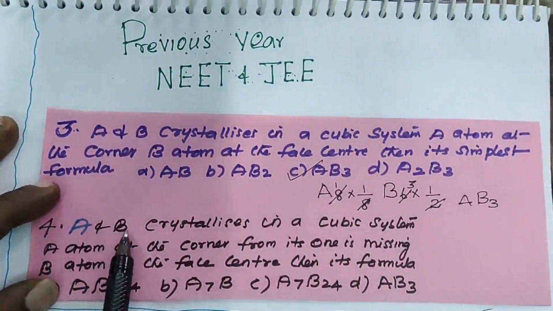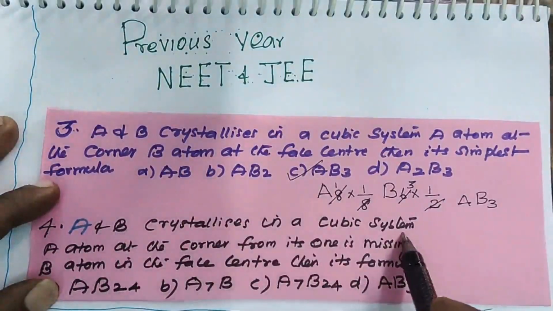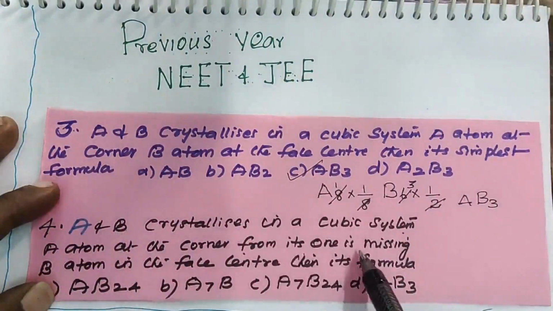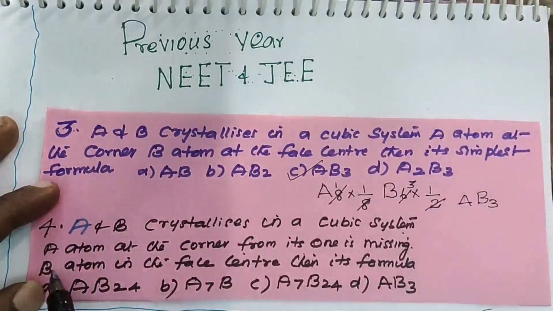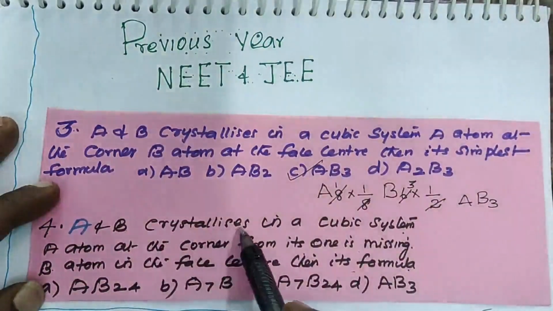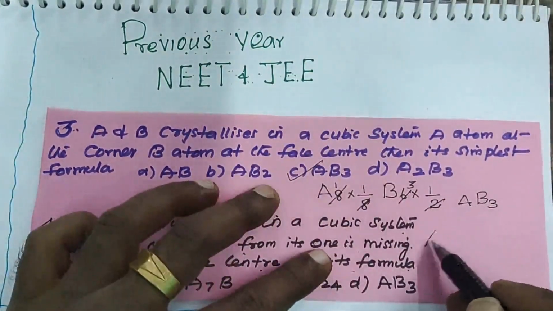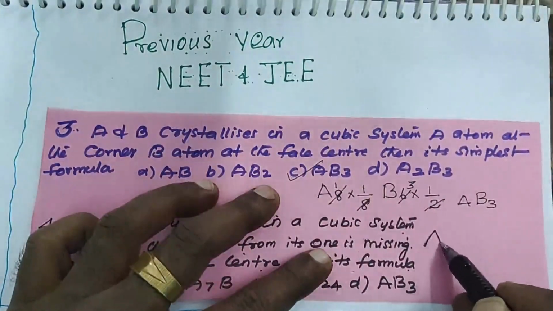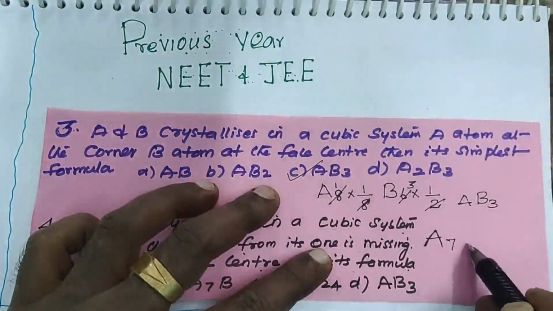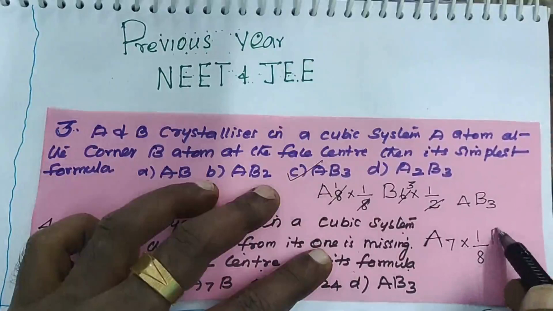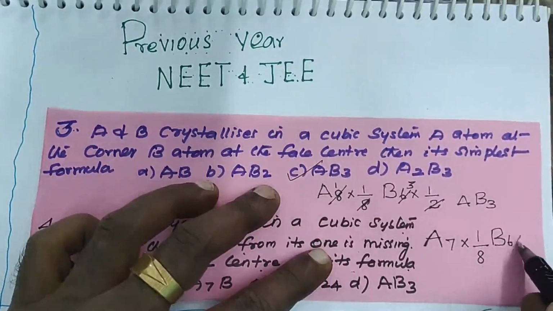A and B crystallize in a cubic system. A atom at the corner, from which one is missing. B atom in the face center, then its formula. So atom A in the corner, one is missing. So totally corner atoms 8, here 7. There is no change in the contribution, 1 by 8. B atom in the face, 6 faces, contribution 1 by 2.